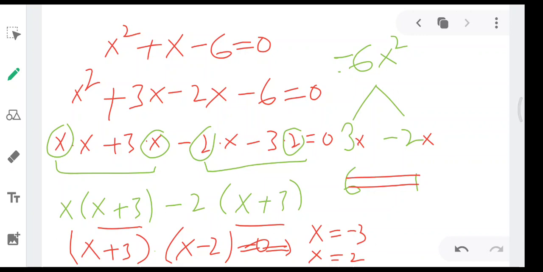Now the most important part is this one here: how to find the factors. If you make a mistake in taking the factors, then your whole problem goes wrong. So this is the way we have to do it.